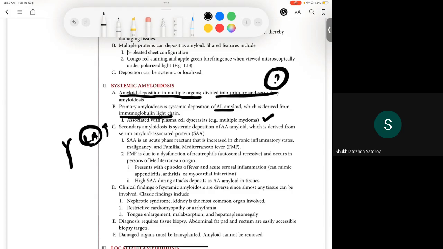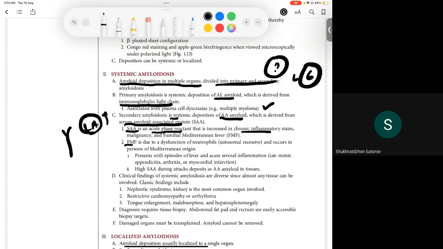Right? Secondary amyloidosis is AA amyloidosis, which is derived from serum amyloid associated protein, right? So SAA, what is SAA? It's basically an acute phase reactant, right? Which is going to be seen in chronic inflammatory states. We know that whenever we have a chronic inflammatory state, it leads to production of acute phase reactants. If you guys remember from immunology, which interleukin was responsible for the release of acute phase reactants? Interleukin 6. Remember? Yes. So acute phase reactants increase in chronic inflammation, which can lead to amyloidosis, right?